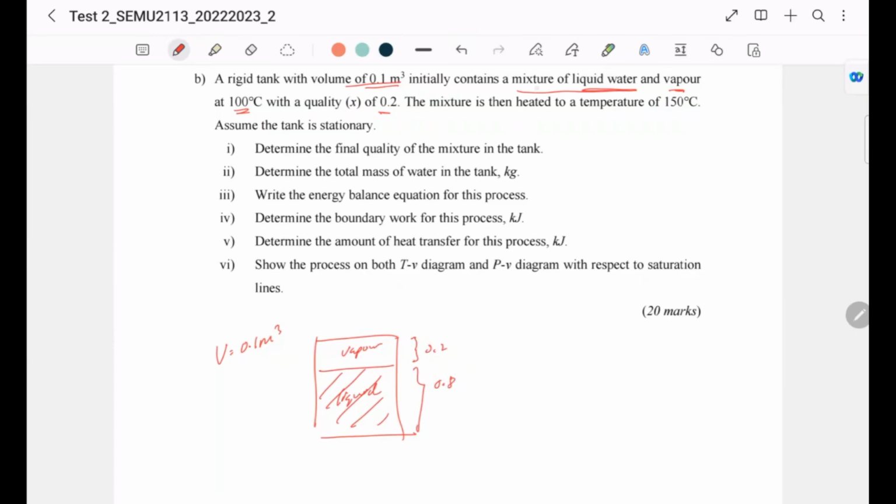The mixture is then heated to a temperature of 150 degrees Celsius. So initially, 100 degrees Celsius, and then we heat up, which means Q in. So then it becomes 150 degrees Celsius. So assume the tank to be stationary, which means kinetic energy is 0. The tank is not moving anyway, no altitude change, so this is 0 as well.